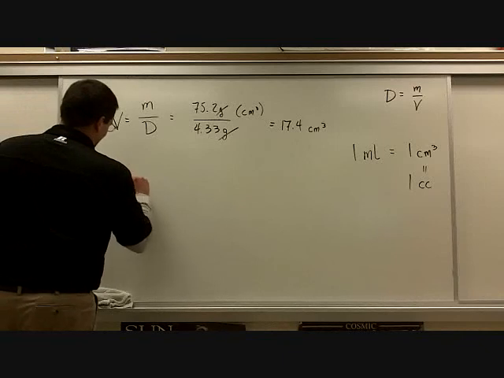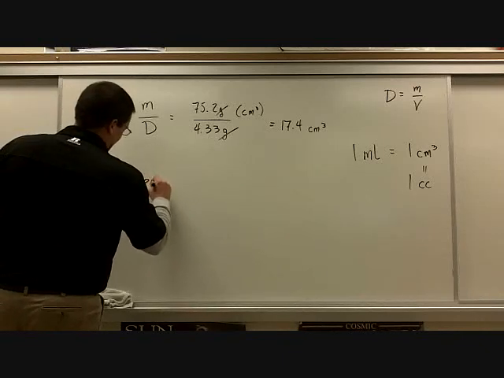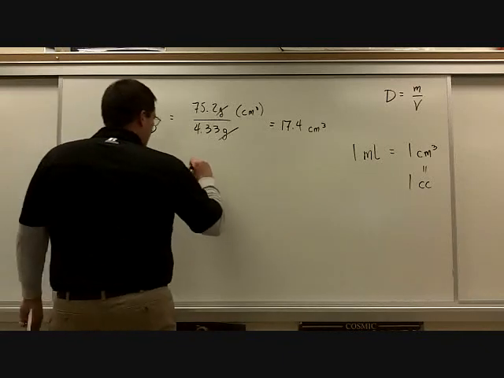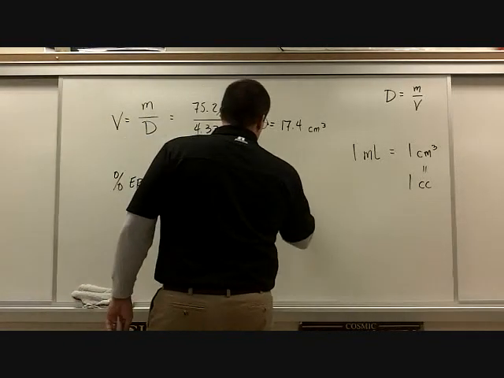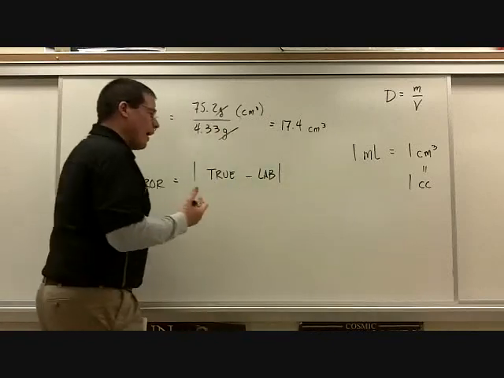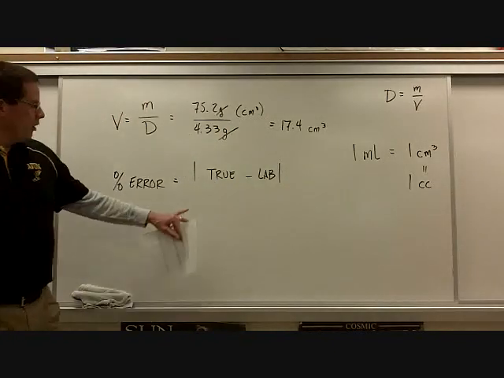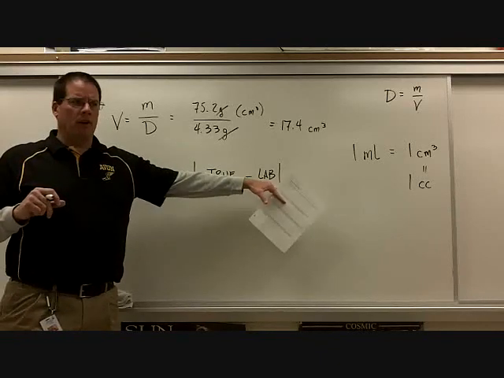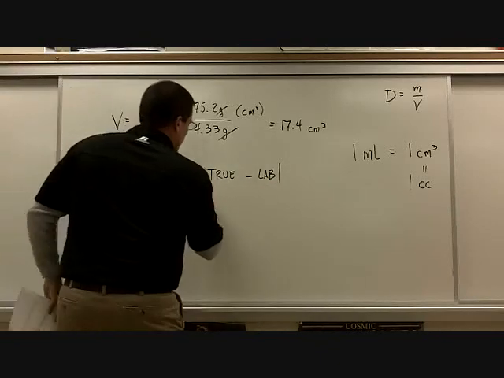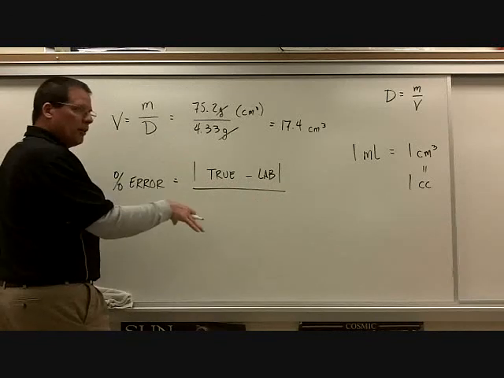The true value minus the lab value. Good, okay. So true value minus lab value. Or if you did lab minus true, tomato, tomato, because again, we have our absolute value. Now some of you had negative percent error. You didn't listen to that. So make sure that you actually drop the negative.